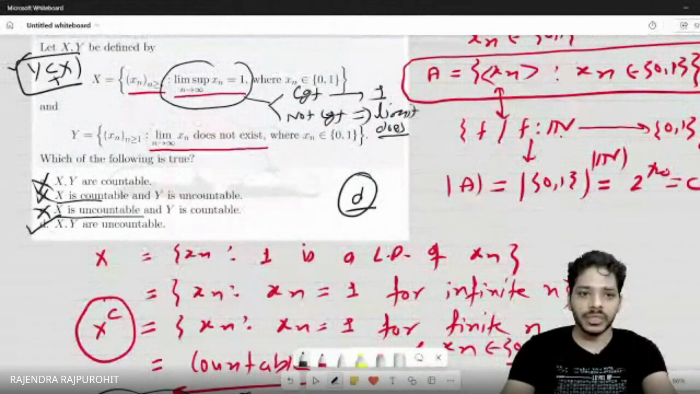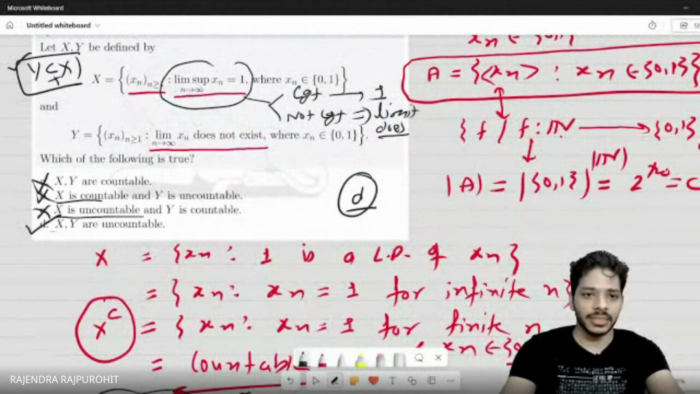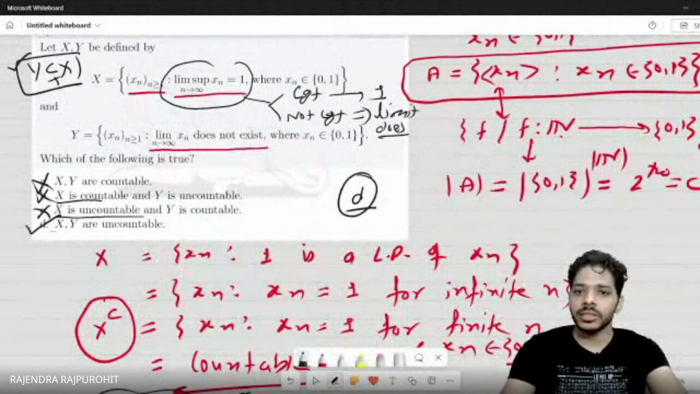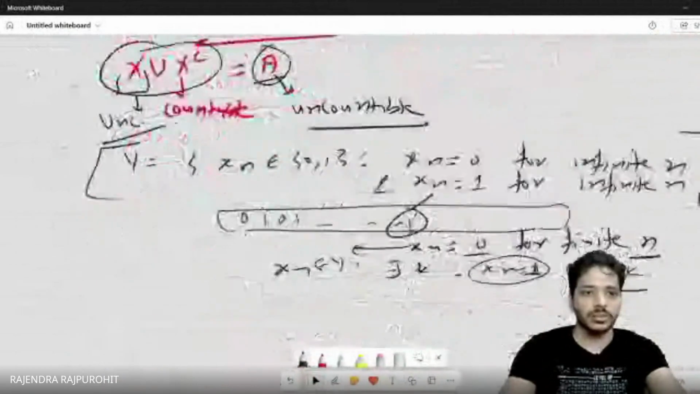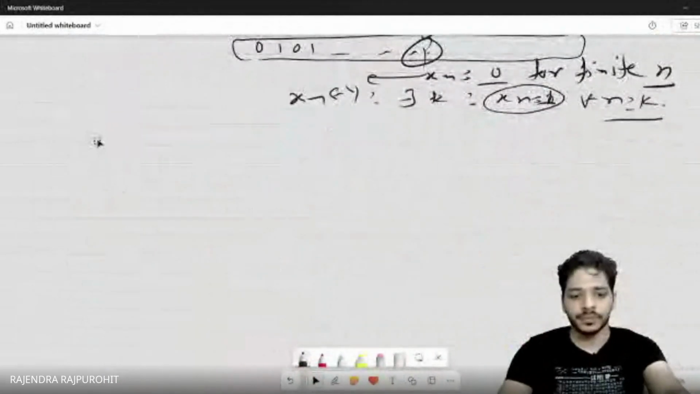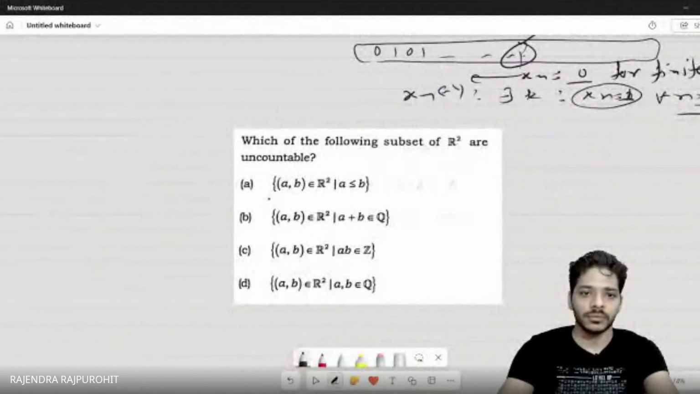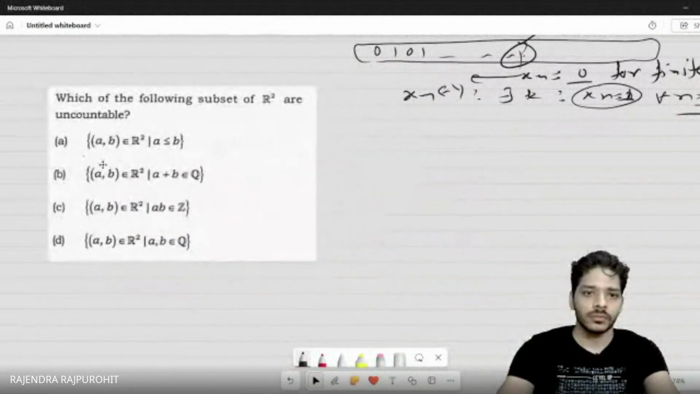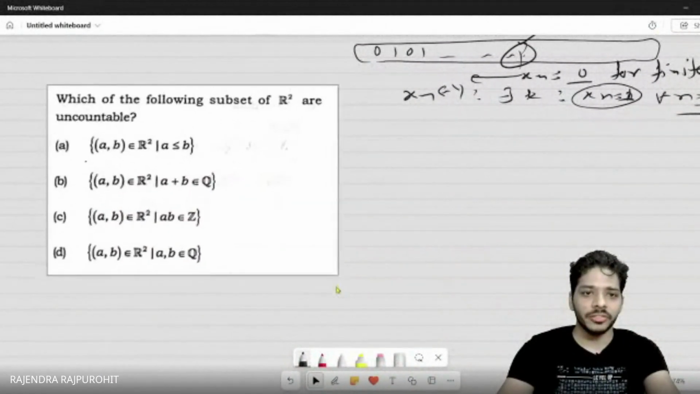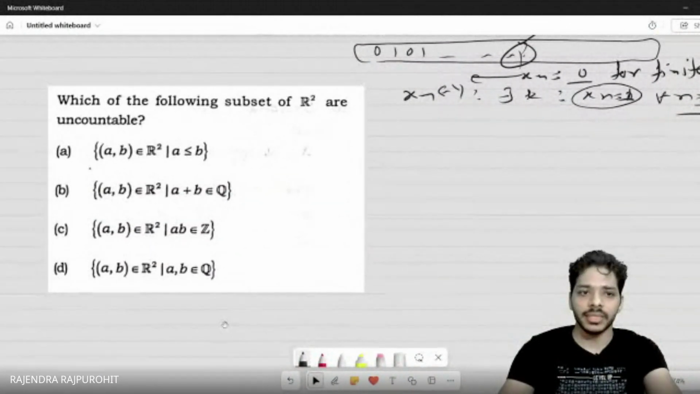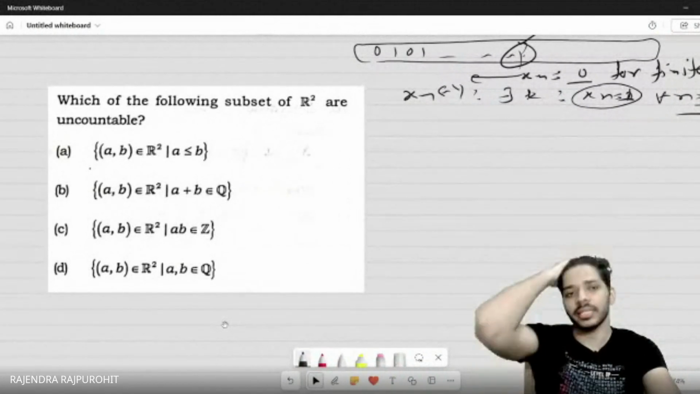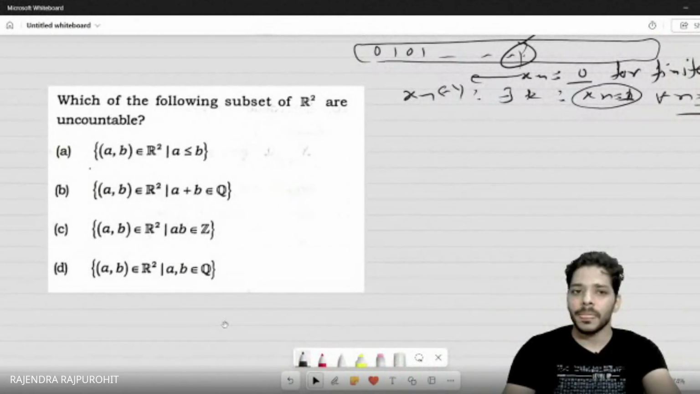Let us move to the next question. I'll take a slightly easier type of question. This question is from NET JRF, a little bit old. Try this out. You are given some subsets of R2, and you need to talk about their countability. Think about it and try to answer in the comment section.